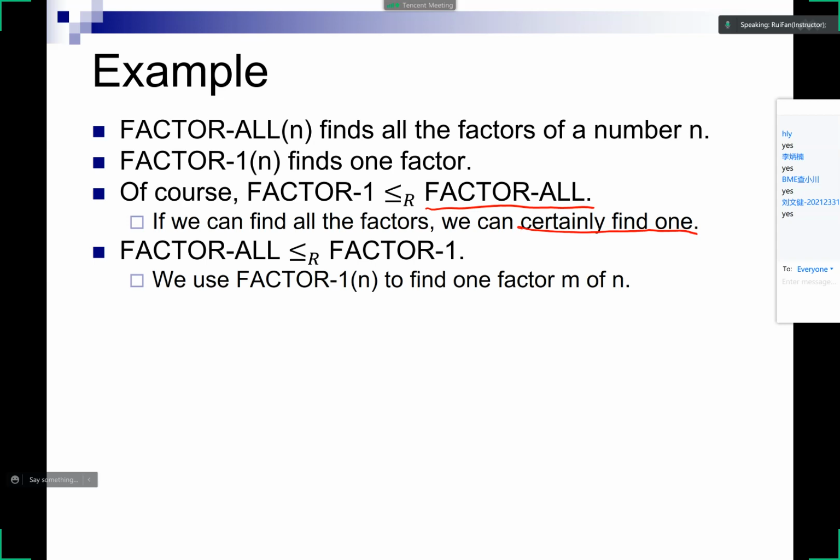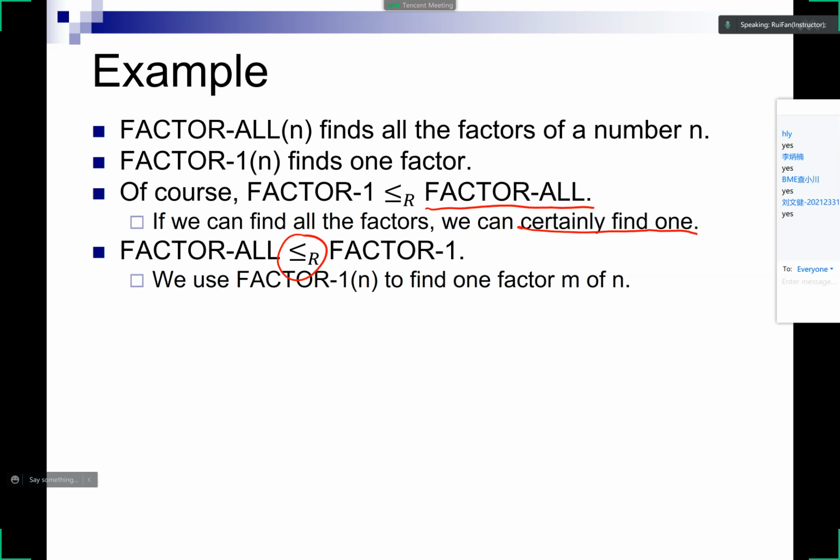But it turns out that factor all also reduces to factor one. That means that factor all is not more difficult. It's less than or equal to in difficulty than factor one. It's less difficult or equally difficult to factor one.